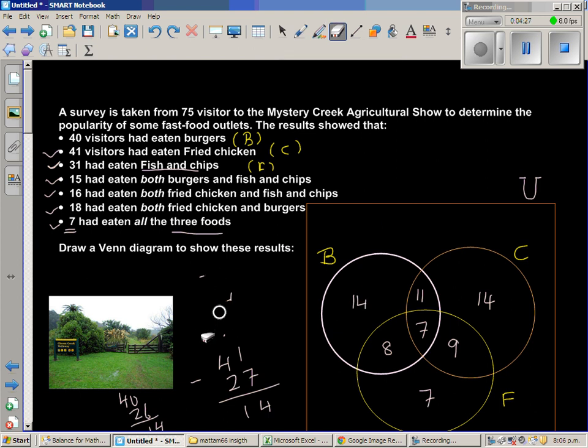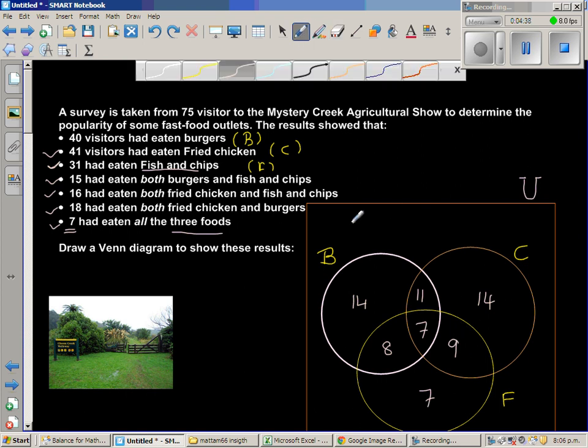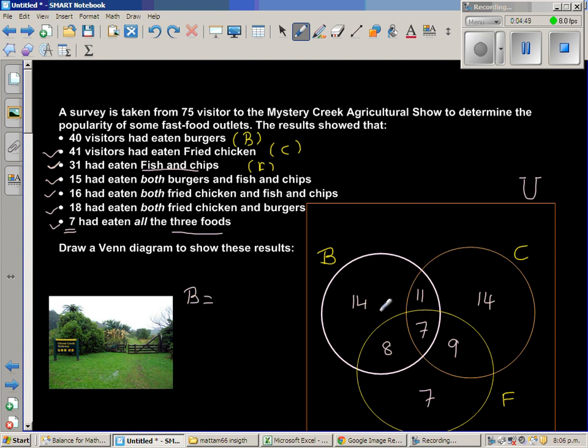So let me delete this. So this is the total of all the three circles. But now we have to write something here. So what is the number that comes here? There were 75 visitors to the Mystery Creek. So let us add the total of burgers. So 14 plus 8 is 22, plus 9 is 29. Burger is 40. So this is 22 plus 7 is 29, 30, 40. So burger is 40.